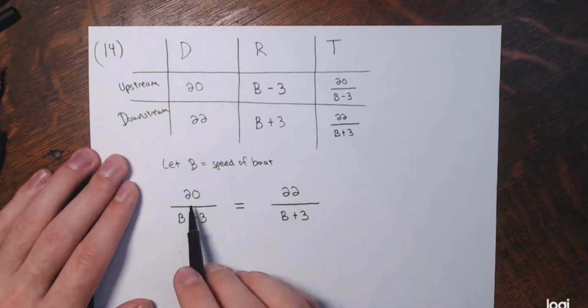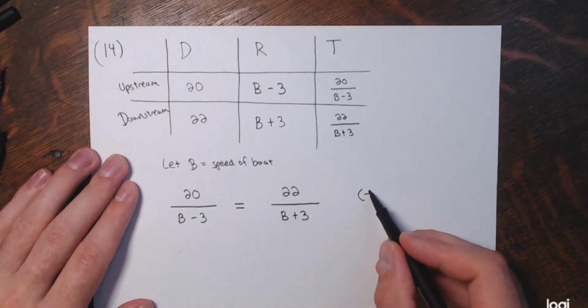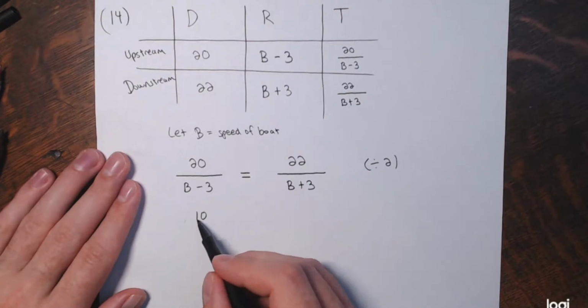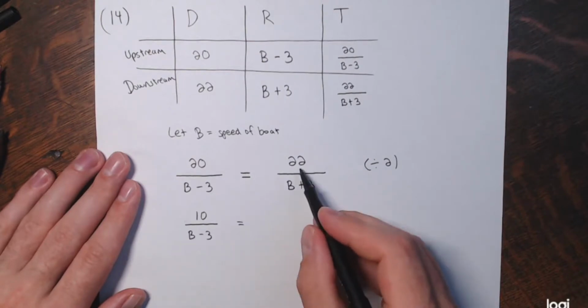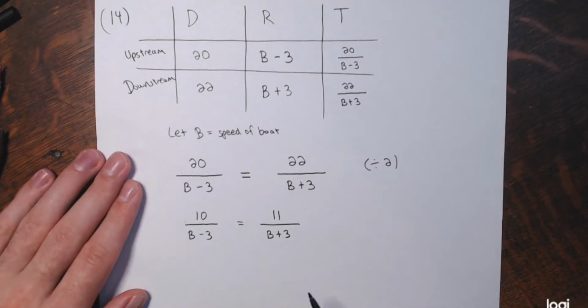Alright, and then just like before, I'm noticing that these numerators here are both multiples of 2, so I'm going to divide by 2 first. That'll make this into 10 over b minus 3. And then 22 divided by 2 is 11. So you have 11 over b plus 3. Just to have some smaller numbers, that's all.